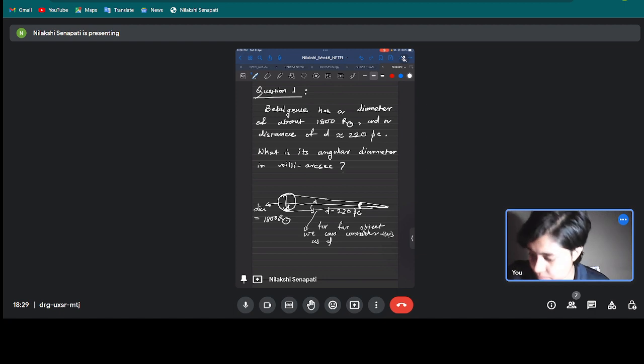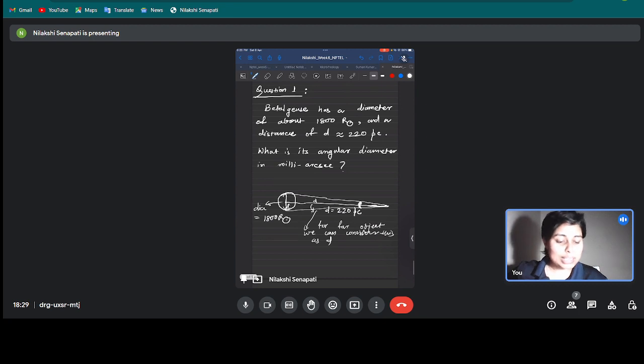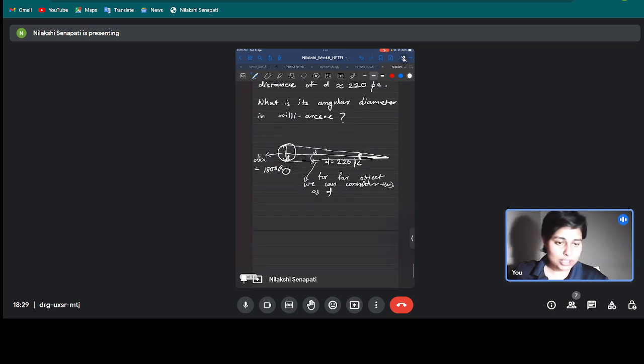Nobody? Okay, so it says Betelgeuse has a diameter of about 1800 solar radii and a distance of d equal to 220 parsec. What is its angular diameter in milliarcseconds? So it is talking about angular diameter. Since it is a far distant object, we can consider this distance as d. We don't need to bother about the root over d squared plus r squared, we don't need to consider these in the case of astronomical distant objects.